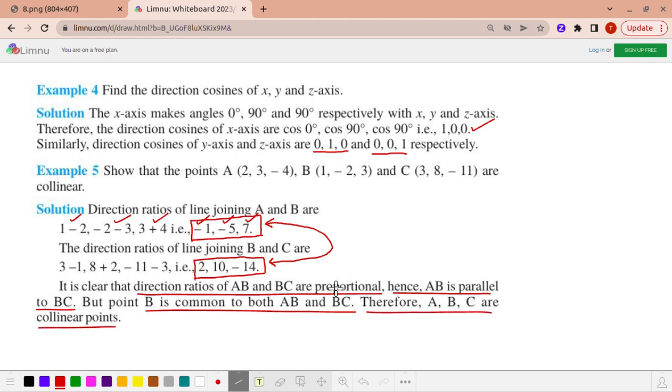So what I wanted to say, if I can explain in the blue color, suppose this is the point A, this is the point B, and BC is also parallel. So obviously BC will be something like this. Otherwise how can AB and BC be parallel? So that means A, B, C are collinear points.